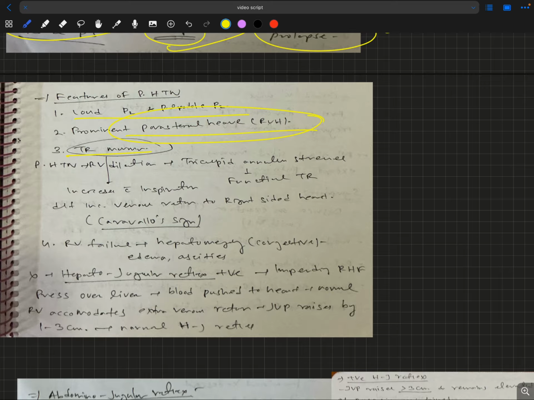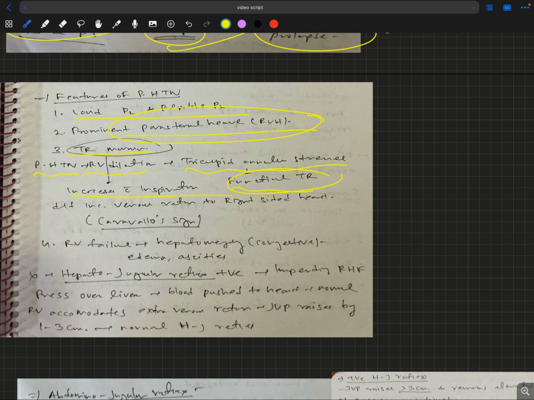Tricuspid regurgitation. I told you there will be dilatation of the right ventricle that will lead to annular dilatation, and it will develop functional tricuspid regurgitation. So due to functional tricuspid regurgitation, it will develop a murmur. What is the murmur in case of tricuspid regurgitation? Same as seen in mitral regurgitation, the pansystolic murmur. So pansystolic murmur is seen in tricuspid and mitral regurgitation. So pulmonary hypertension, RV dilatation, tricuspid annular stretch leads to functional TR.